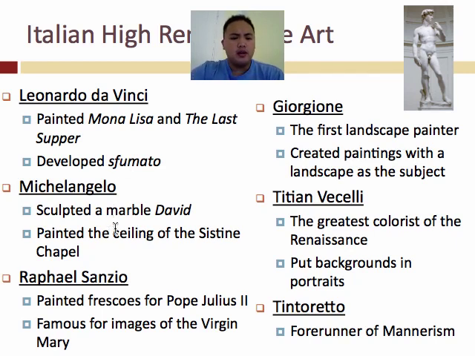We have Michelangelo, who sculpted David again. This is the famous David. This is out of marble. Some of you may have seen this before. It's here in the top right. He painted the ceiling of the Sistine Chapel, which some of you may know.